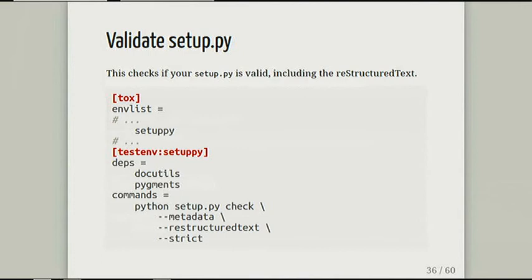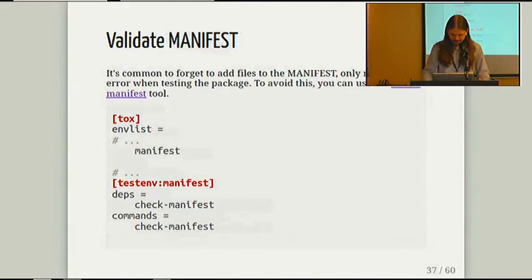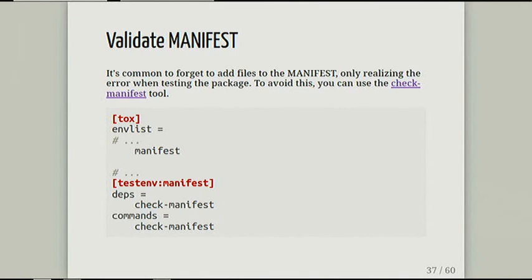And now, also, we want to validate the setup.py. That your setup.py metadata, you're adding the needed metadata. It's valid. Your README, your restructured text, is valid as well. Again, just create this new environment, set the dependencies and the command for that, and you can run it. Also validate the manifest.